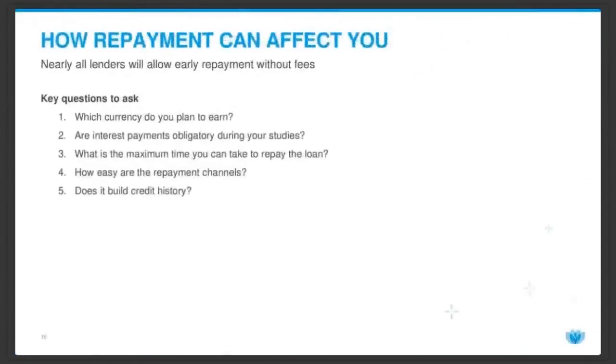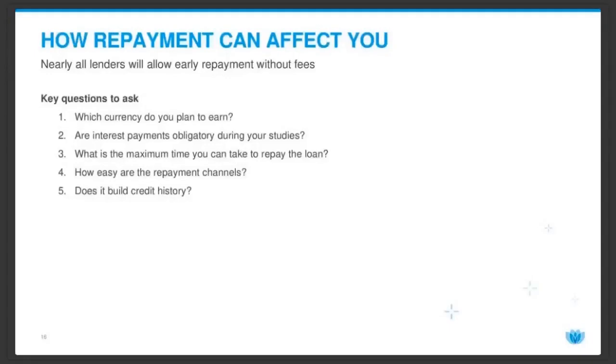Now, how does the repayment happen, or how does the repayment affect a person? Nearly all lenders will allow you to repay early without any fees. What is important are these 5 questions that you need to ask before choosing which lender to go to, and what your repayment terms are.